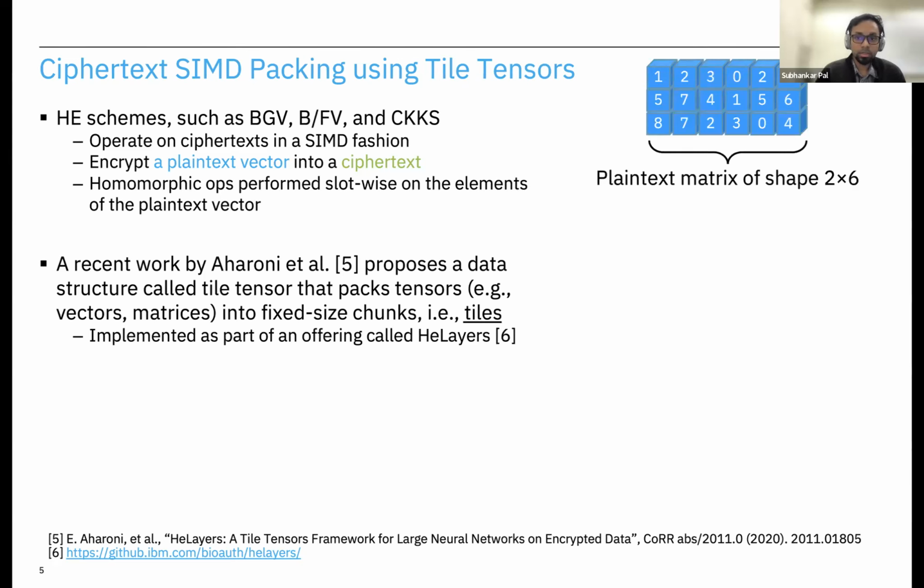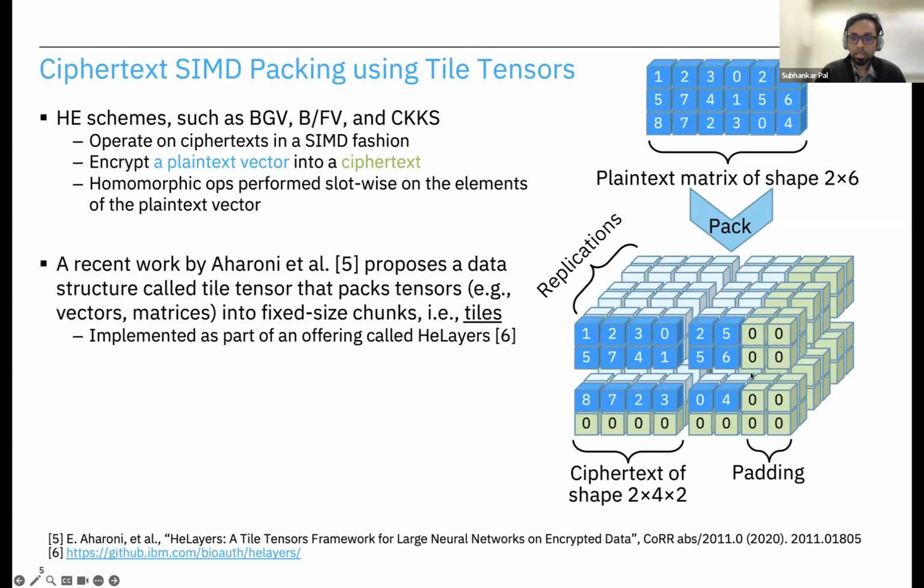To show an illustration here, we have a plain text matrix of shape 2 by 6. If we run it through HE layers, it's going to give us a tensor where the packing is shown here. So each ciphertext has a pre-specified shape. In this case, just for illustration, it's 2 by 4 by 2. So the idea is, how do we pack a matrix of shape 2 by 6 into a ciphertext of 2 by 4 by 2? It's done by dissecting the matrix in this form.